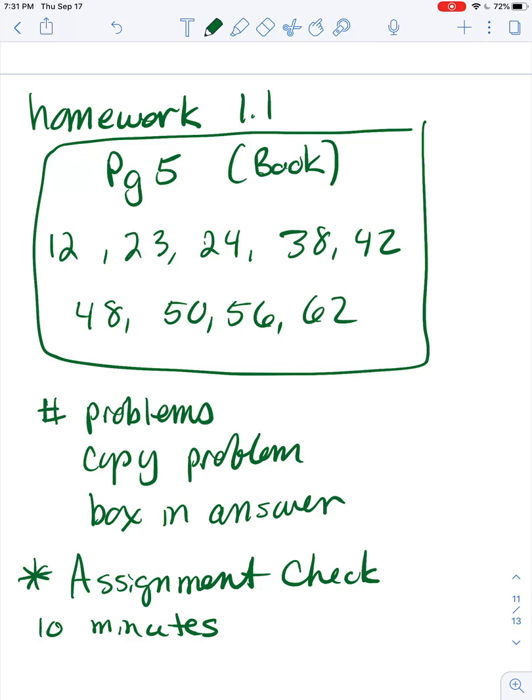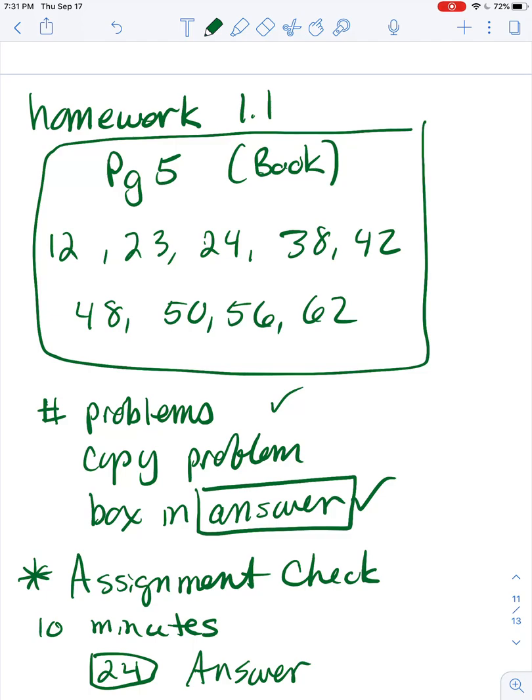And so if the question asks you for a certain problem, like number 24, you want to be able to quickly find it, which is why you want to number the problems. You want to be able to also find the answer real quickly. And so that's why it would be nice to box in your answers. So when you go back looking for it and you only have 10 minutes to do the assignment check, you can find what you're looking for.